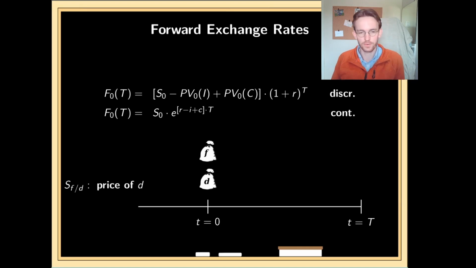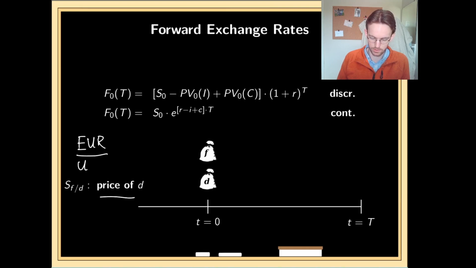In the case of exchange rates, the spot price S_F/D is the price of one unit of currency in the domestic currency. So for example, if we look at euro over US dollar, then this ratio would give us the price of $1 in terms of euros. So when we consider S_F/D as our price, then this means that the buyer in this scenario holds foreign currency and the seller holds domestic currency.